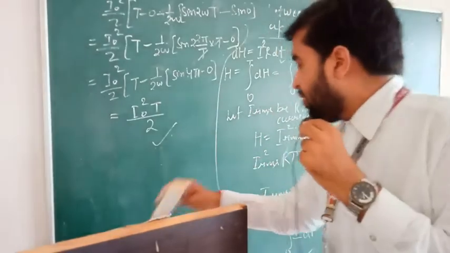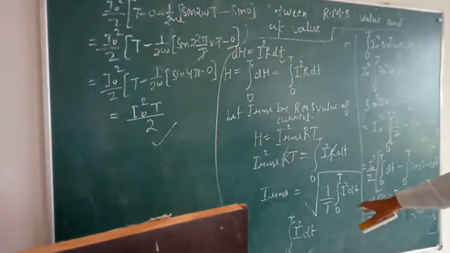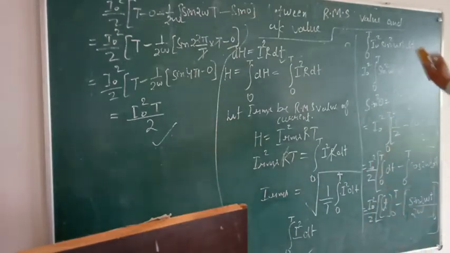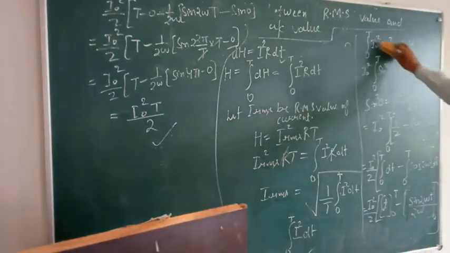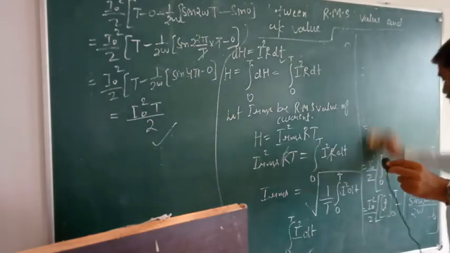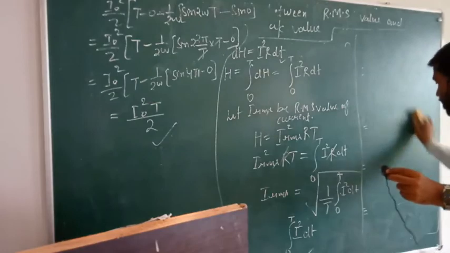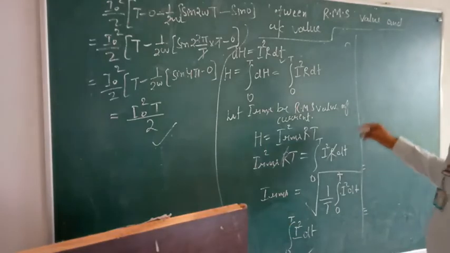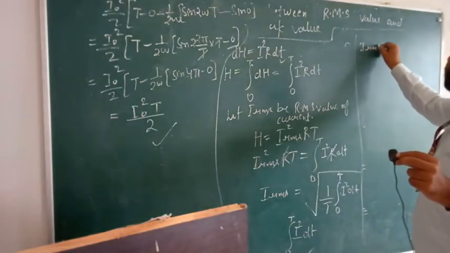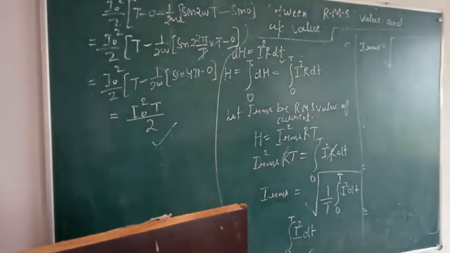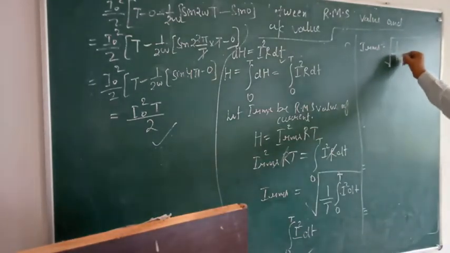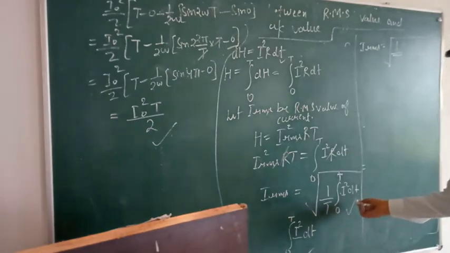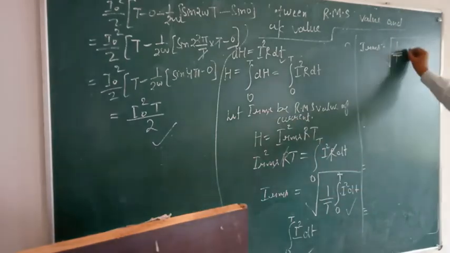Now students, we have to substitute this value in the expression for IRMS. So I need this space on the board. I hope you have gone through this. So I am erasing this. Now substitute this value. IRMS will be equal to root of 1 upon T. In place of integration 0 to T I square dt, we can substitute I naught square T upon 2. T and T cancel out.